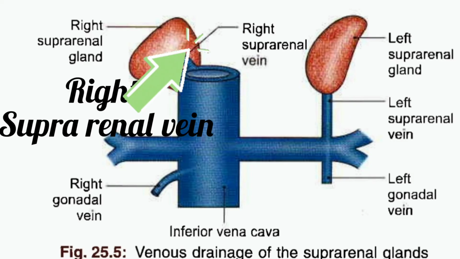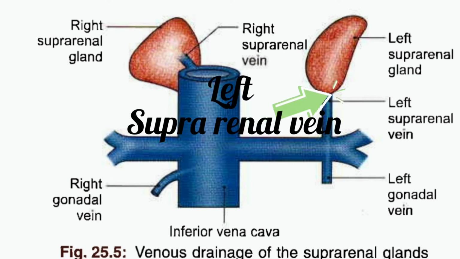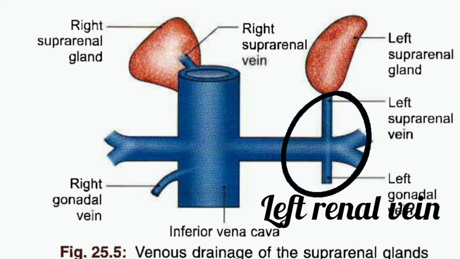Next is the venous drainage. It is through the right suprarenal vein, which directly drains into the inferior vena cava, and also the left suprarenal vein, which directly drains into the left renal vein.